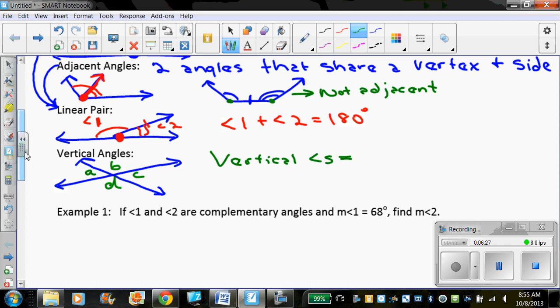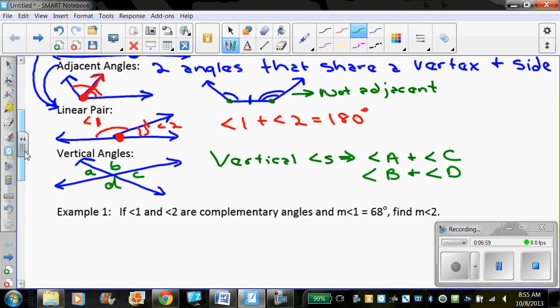So for instance, angle A and angle C are vertical angles, and also angle B is vertical to angle D. Now if you look at them very closely, and this is something we're going to prove later on, you are going to see that angle B and D are congruent and A and C are congruent. So vertical angles will be congruent to each other, while linear pair angles add up to 180 degrees.